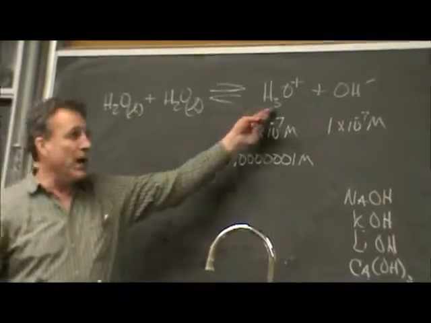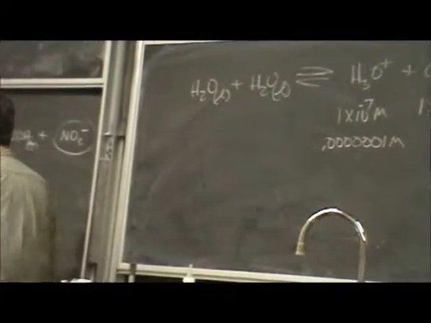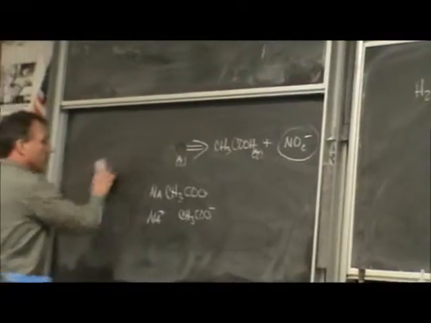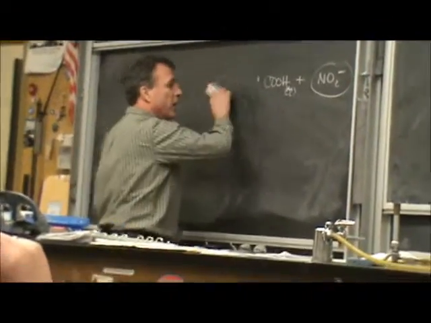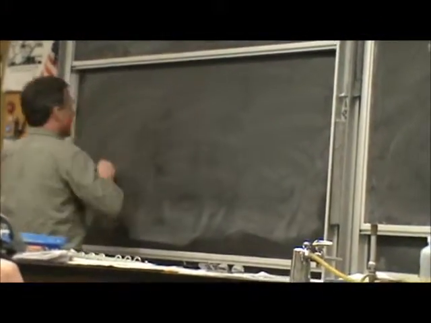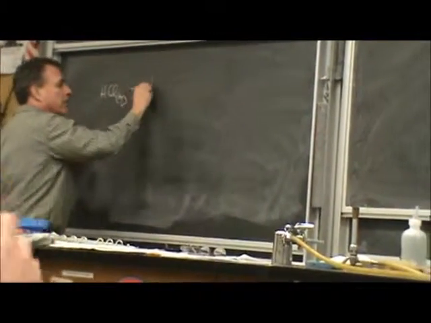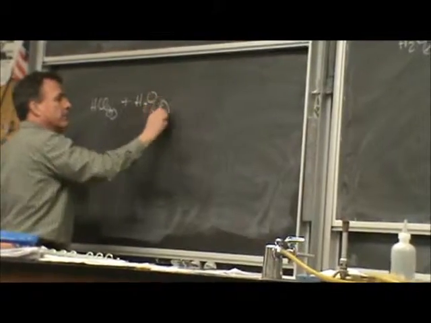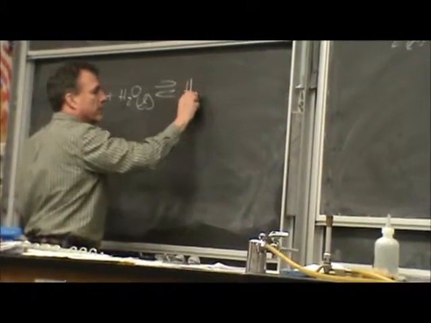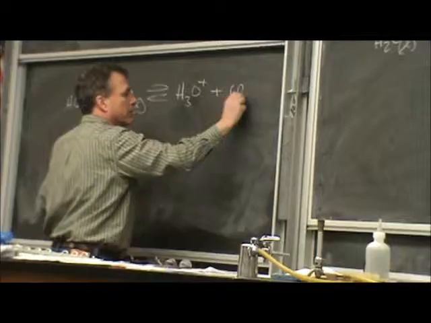If I create more hydronium ions, how might I create hydronium ions? Ooh, take one of our really strong acids, such as HCl, dissolve it in some water, yeah?